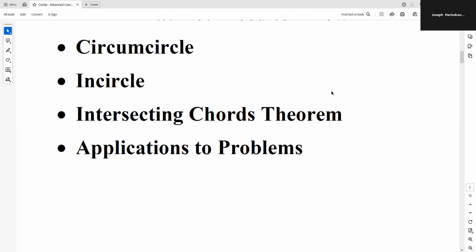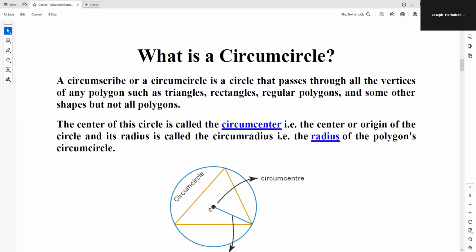First, let us see what is a circumcircle. A circumcircle, or circumscribed circle as it is also called, is a circle that passes through all the vertices of any polygon such as triangles, rectangles, regular polygons, and some other shapes, but not all polygons. Triangles, basically, we are going to see here.